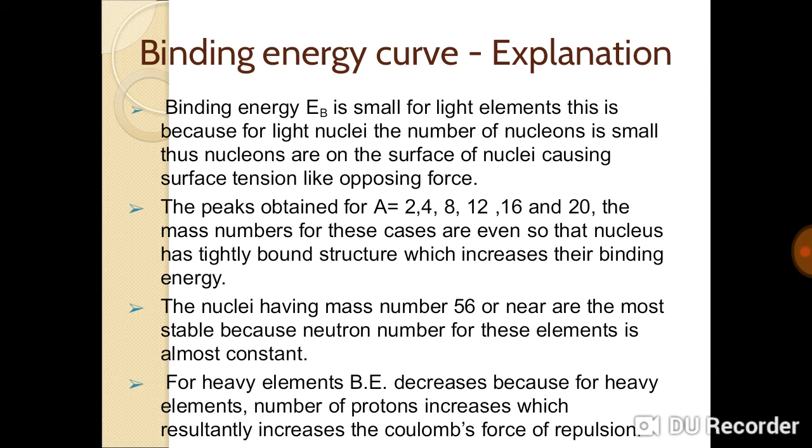The nuclei having mass number 56 or near are the most stable. This is because neutron number for these elements is almost constant. For heavy elements, binding energy decreases because the number of protons increases, which resultantly increases the Coulomb's force of repulsion.